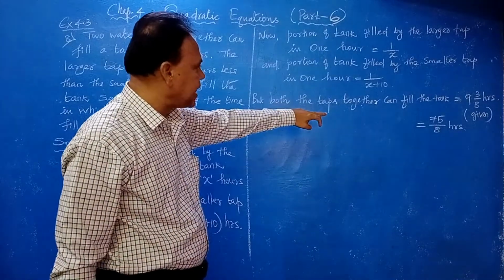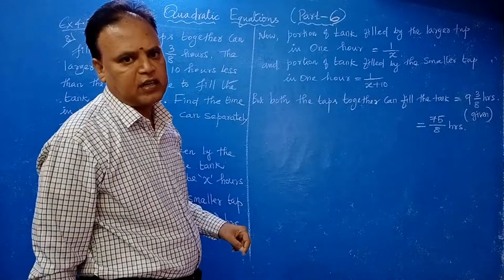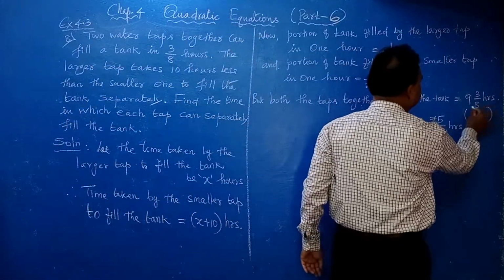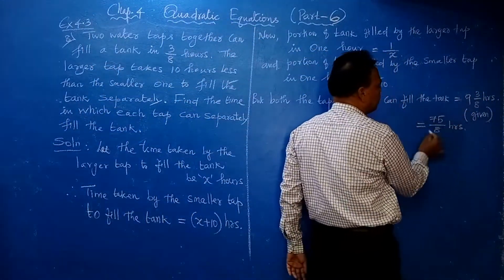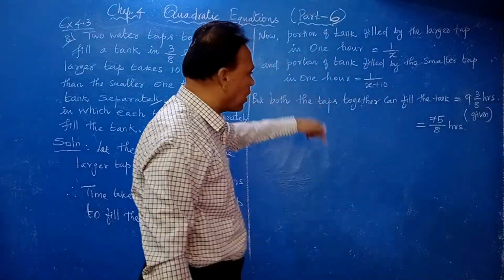But both the taps together can fill the tank in 9 3 by 8 hours, it is given. So 9 3 by 8 hours, this is a mixed fraction, you change it to an improper fraction. For this also you have to find out 1 hour.